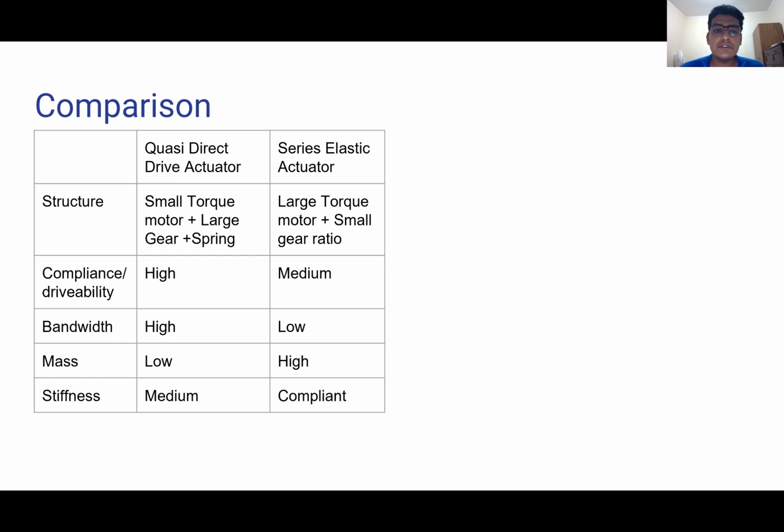The quasi-direct driven actuator also has a small torque motor, which makes the whole structure of the exoskeleton very compact. The compliance, durability, and bandwidth are also comparatively high. The mass is low, which is a huge factor in making the exoskeleton, and the stiffness is medium. These two parts, the mass and stiffness, allow the exoskeleton to be very flexible, and also very user friendly for the user.